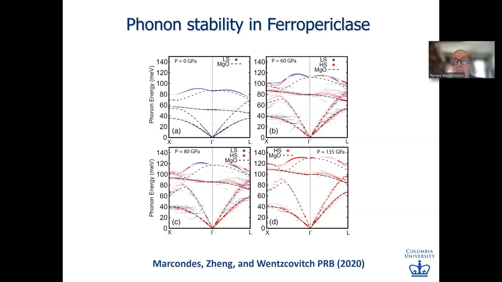DFT plus U gives a very clean physics, which is that these high spin and low spin states have very different volumes. It's like a first order phase transition. Both states are stable throughout the entire pressure range. One is metastable when the other is stable and vice versa, but they are not dynamically unstable. Phonons are stable. This is one of the criticisms that we faced early, but it looks like DFT plus U gives this physics, okay?